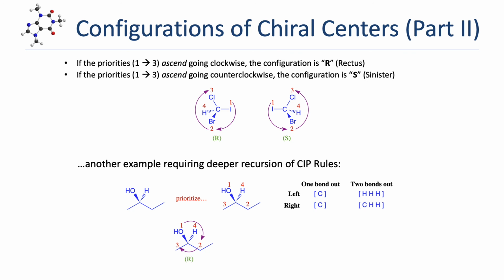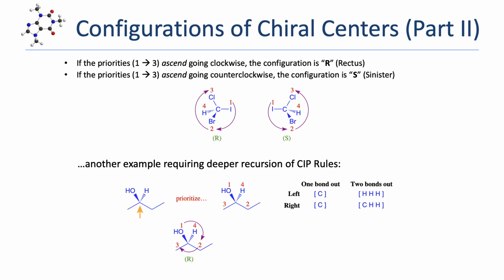Let's take a look at one more example that requires a little bit of a deeper recursion of the Cahn-Ingold-Prelog rules. So look at this alcohol. We can see that that carbon with the dash and the wedge is a chiral center. And by the way, don't just see a dash and a wedge and immediately think it's a chiral center. You can draw methane with dashes and wedges, right? That just shows spatial arrangement. It doesn't necessarily mean there's a chiral center there. But yes, this is a chiral center.